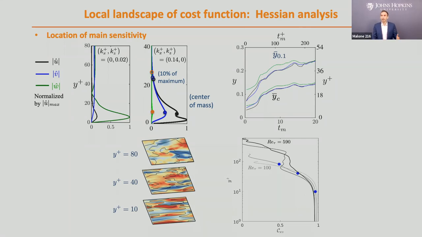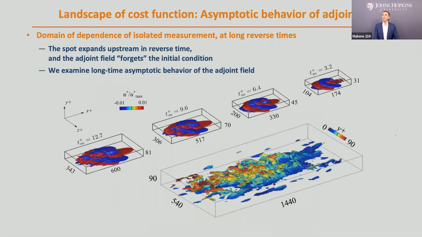Well, you have something working against you, and that's chaos. If you continue to march back in time, what started as a very nice deterministic or organized spot ultimately becomes chaos in backward time. So this is the chaos backwards. We always think that if I have small perturbations in the initial condition, states diverge in forward time. But here, if you have small errors in your measurements, your adjoint will also diverge in backward time.